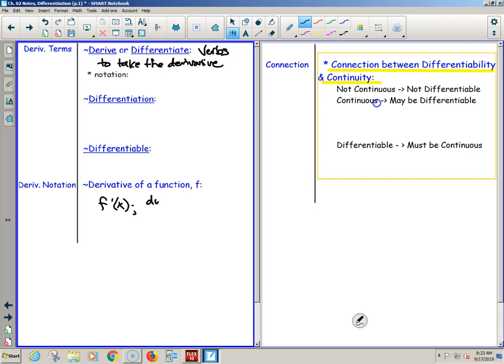That could be dy dx. That could be d dx of a function. I don't know, it gets awkward. There's some weird ways of showing it. But the most common ones that you guys are going to see are f prime of x or dy dx. Those ones are nouns. The verb would be d/dx, taking the derivative with respect to. If you see d/dx, that's the verb.